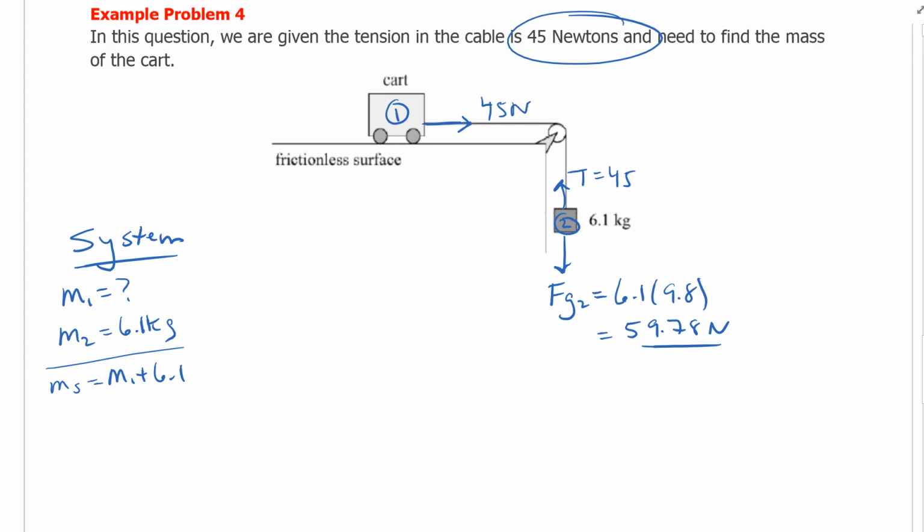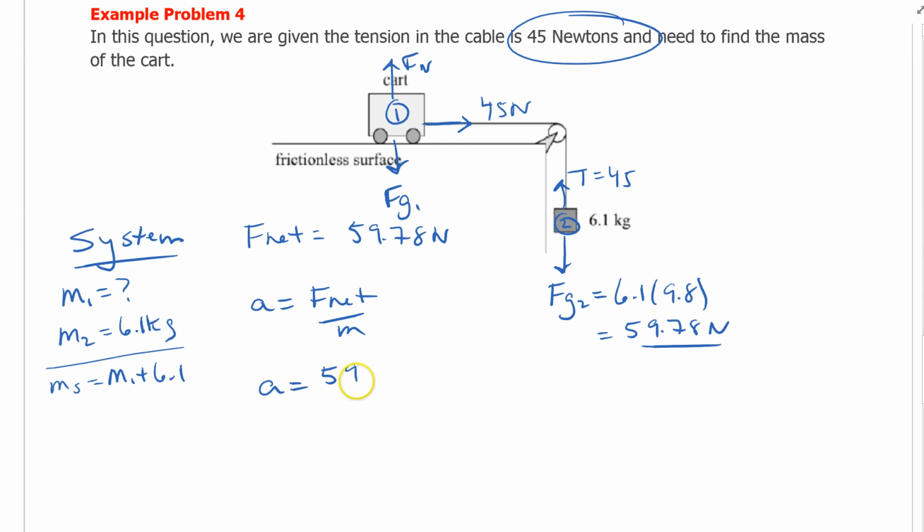And so if we're going to figure out the F net of the system, F net is equal to, well, the tensions would cancel each other out. This Fg number 1 and this normal force would cancel each other out. So really the F net of the system is just this 59.78 newtons. So my A, which is F net over the M, the acceleration of the entire system, is going to be equal to 59.78 divided by M1 plus 6.1.